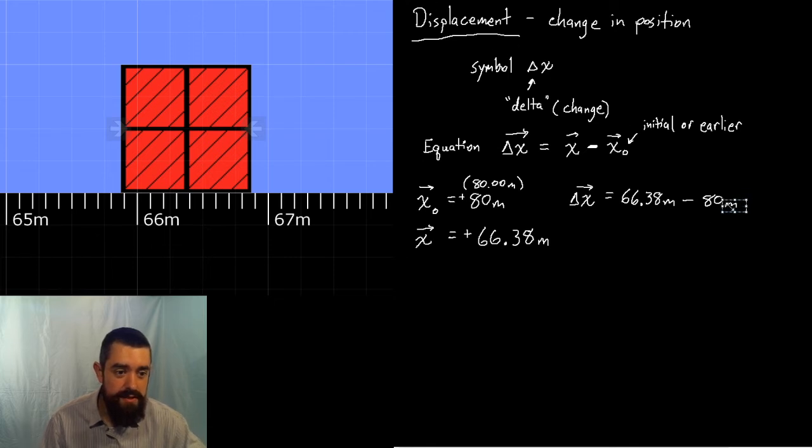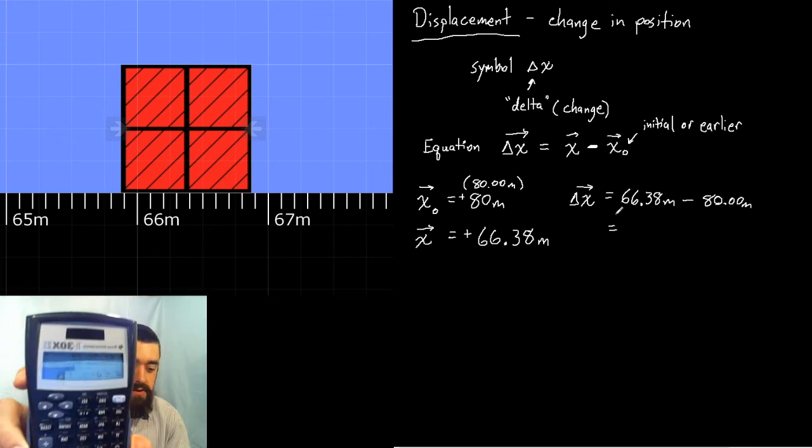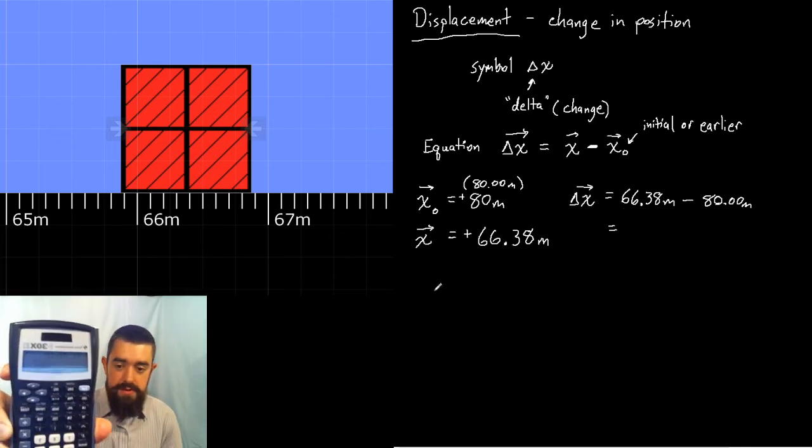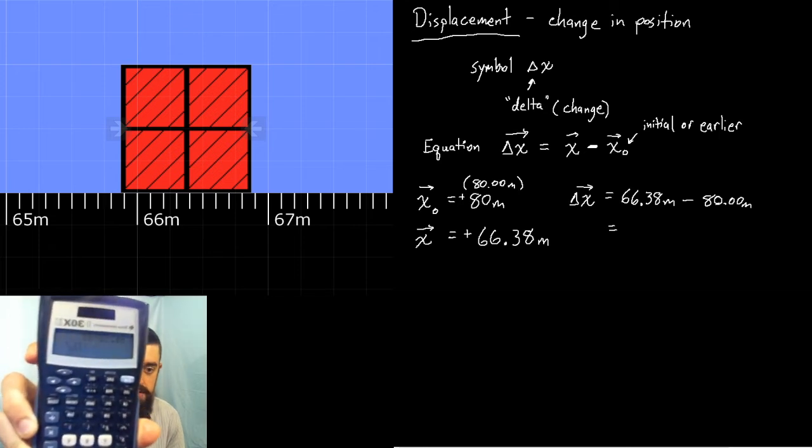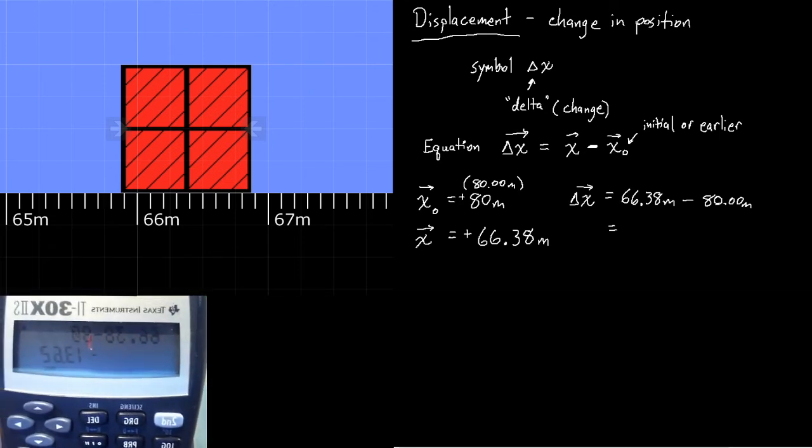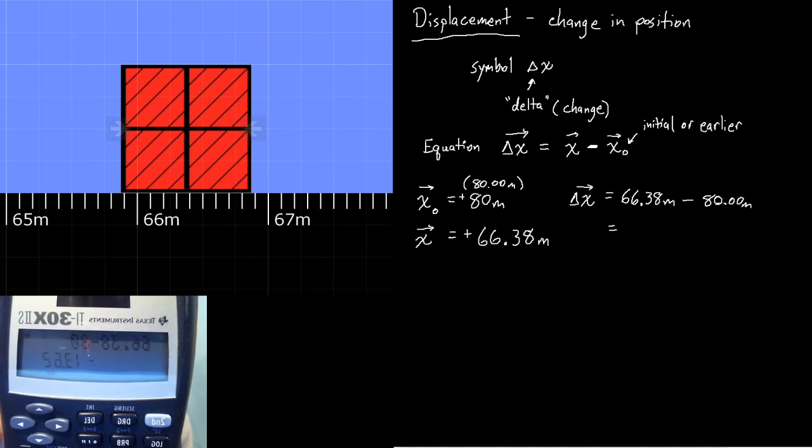Let's move this. Let's get it out of here. And we'll put 80.00 meters. Okay. And now I just have to do a calculation. 66.38 minus 80. I got negative 13.62. Is the camera showing that? There's my calculation.